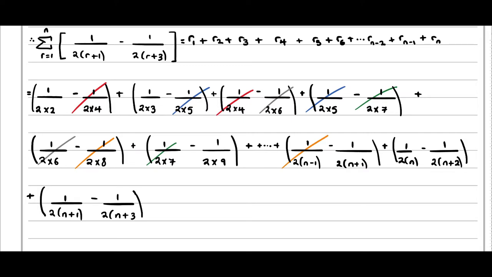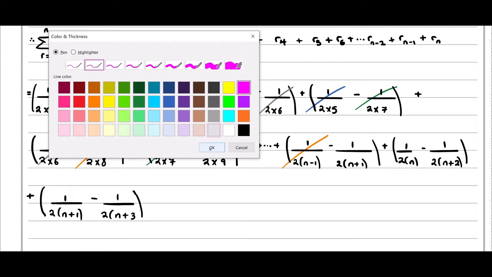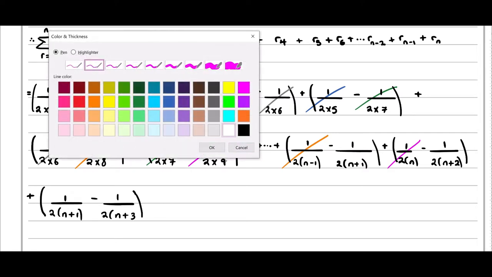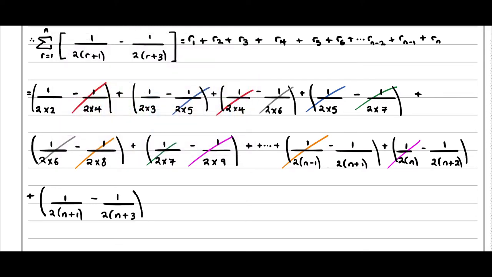In a similar way, this term, so let's just grab a different colour, and this 1 over 2n would cancel, because remember, if n is equal to 9, we have 1 over 2 times by 9, so this term and this term would cancel. And you will also notice that the minus 1 over 2 lots of n plus 1 and the 1 over 2 lots of n plus 1 would cancel.